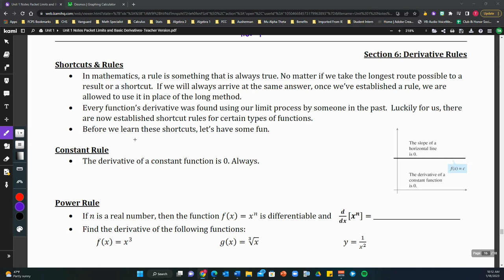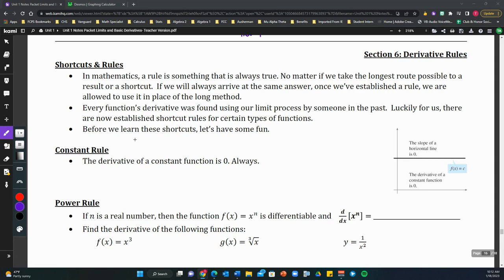In mathematics, a rule is something that's always true. So, no matter if we take the longest route possible to get to a result or a shortcut, if we always arrive at the same answer, once we've established that rule, we're allowed to use it in place of the long method. Luckily for us, every function's derivative was found using our limit process by someone in the past.